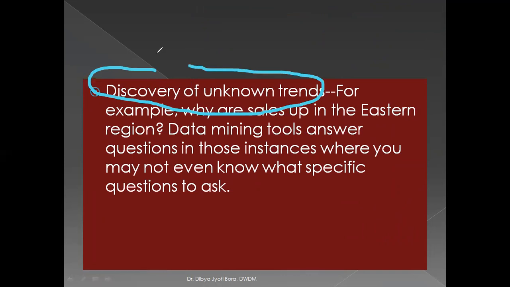What is the trend? Why have these things changed? Why is the sale increasing in the western region, but decreasing in the eastern region, and what are the measures that we can take so that we can increase our sales in the eastern region too? Obviously, the people from the eastern region are demanding something else. That thing we have to find out, right?